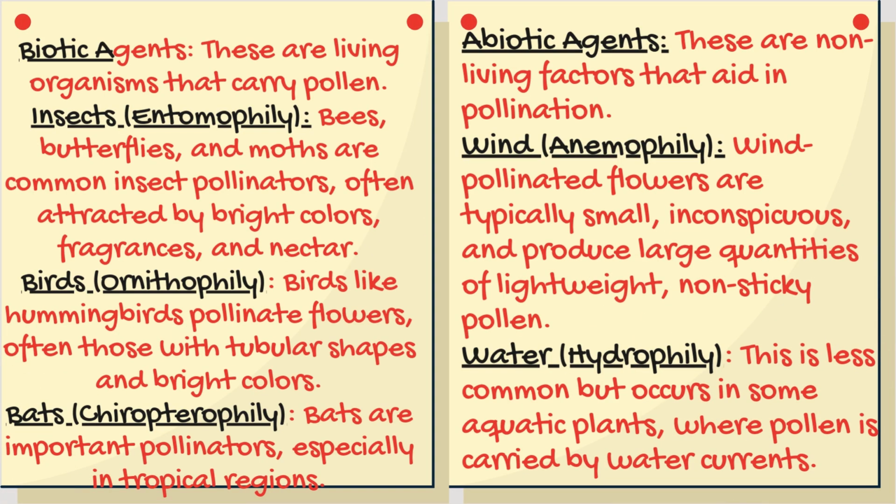Biotic agents: these are living organisms that carry the pollen. Example, insects, called entomophily. Bees, butterflies, and moths are the common insect pollinators, often attracted by bright colors, fragrances, and nectar. Now, the next one is birds, ornithophily. Birds like hummingbirds pollinate flowers, often those with tubular shape and bright colors.